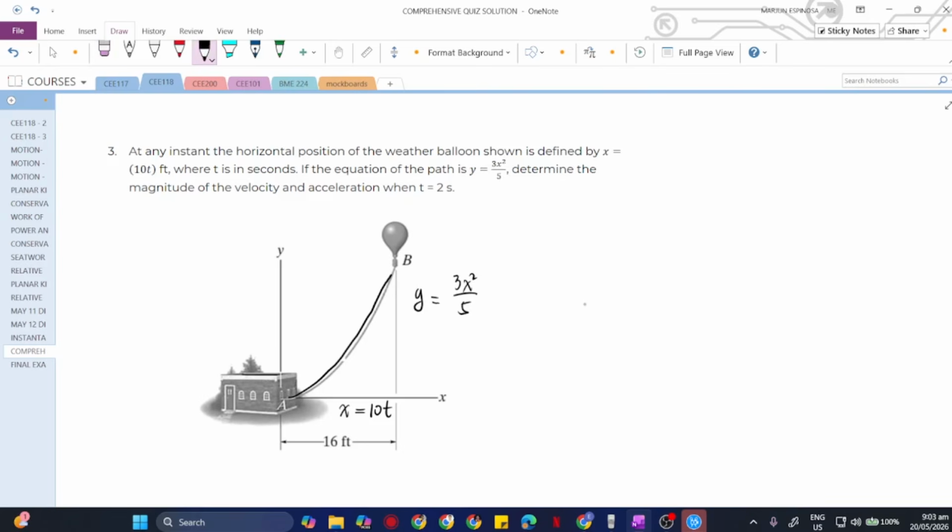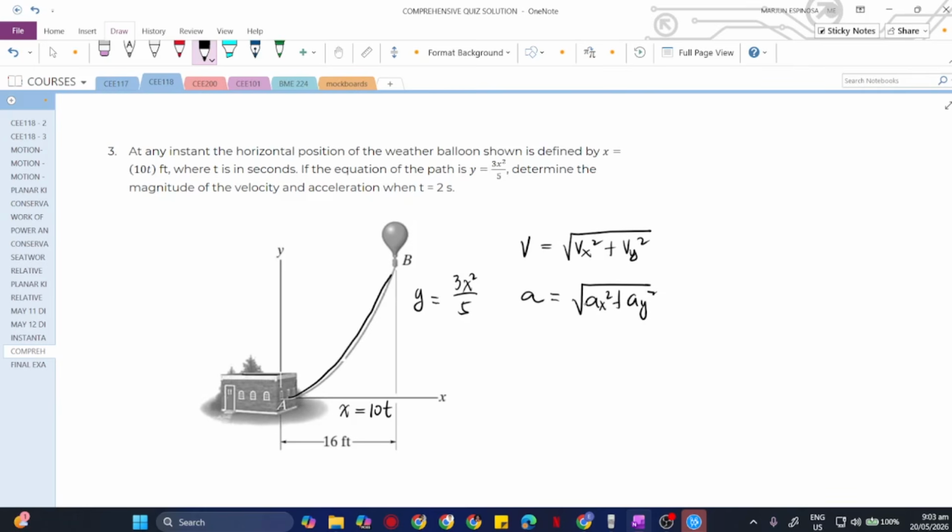Now, to solve for the magnitude of velocity, recall that velocity here is equivalent to the square root of velocity x squared plus velocity y squared. Then for acceleration, similar lang din: the square root of acceleration x squared plus acceleration y squared.